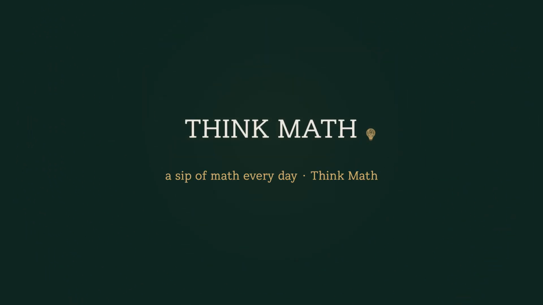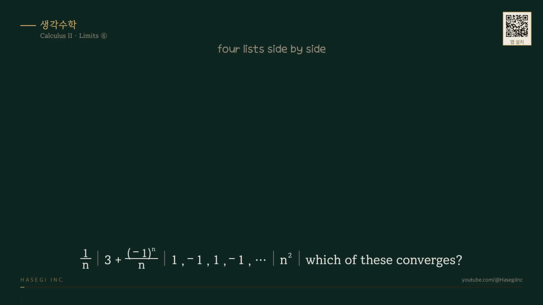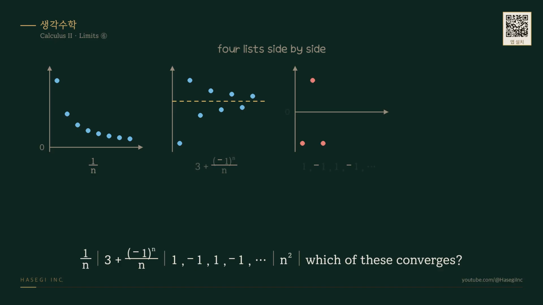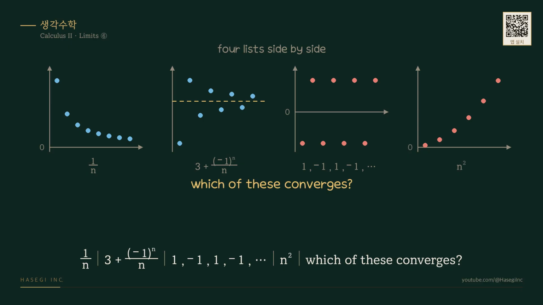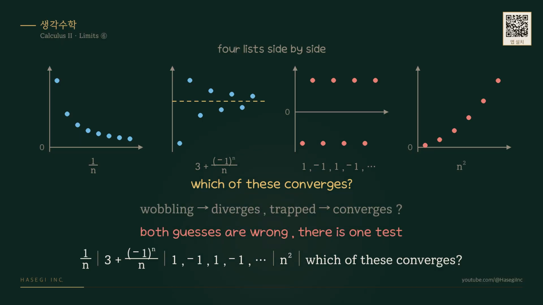Think math. Here are four lists side by side. One shrinks steadily, one wobbles above and below 3, one swaps between 1 and -1, and one simply grows. Which of them converges? Wobbling looks like divergence, and being trapped in a range looks like convergence. But both guesses are wrong.